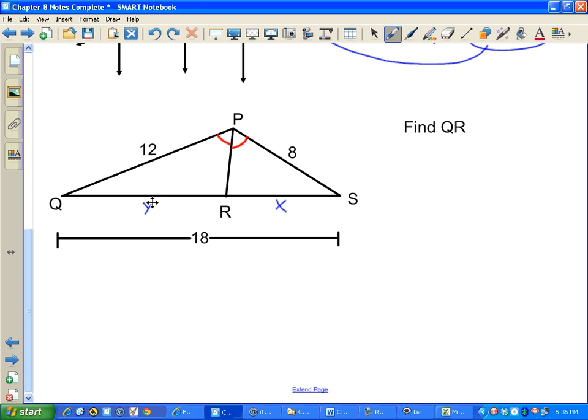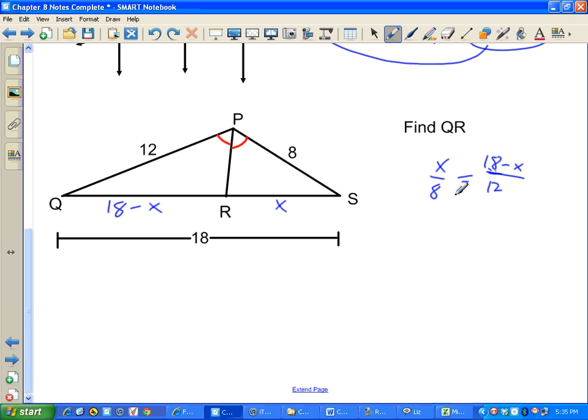Okay? So if I were to call this y, I could say that x over 8 equals y over 12. So this is unsolvable because I'd have 12x equals 8y. Okay, so I'm not going to call that y. But I know this is 18, the whole thing. This piece here is going to be whatever's left over after I take away x. It's 18 minus whatever x is. So that's going to go in my proportion.